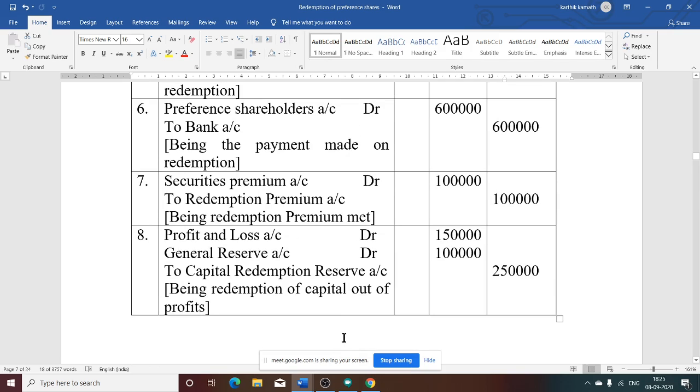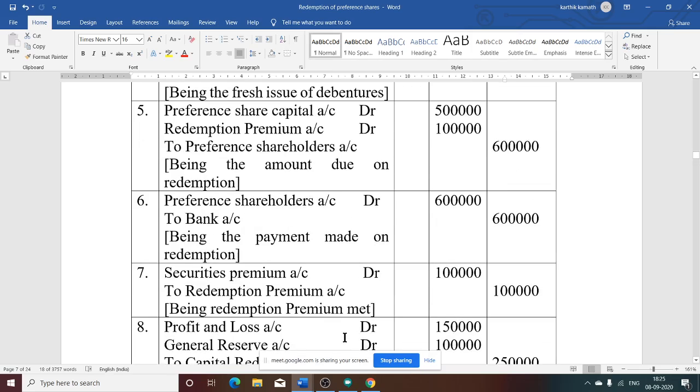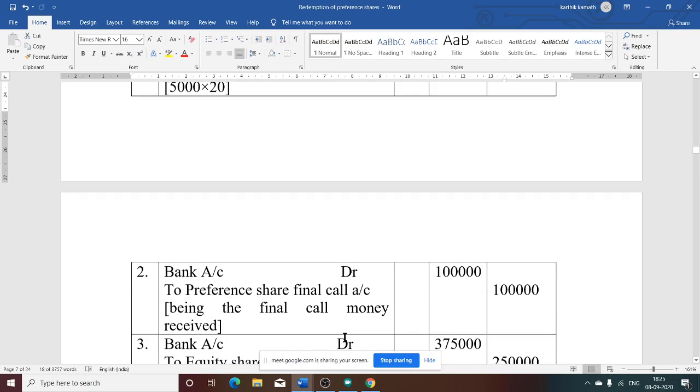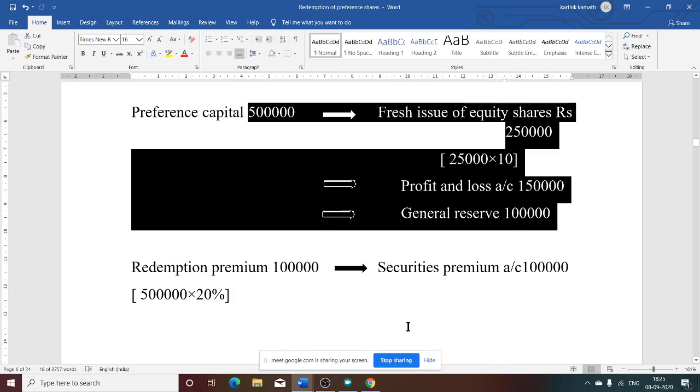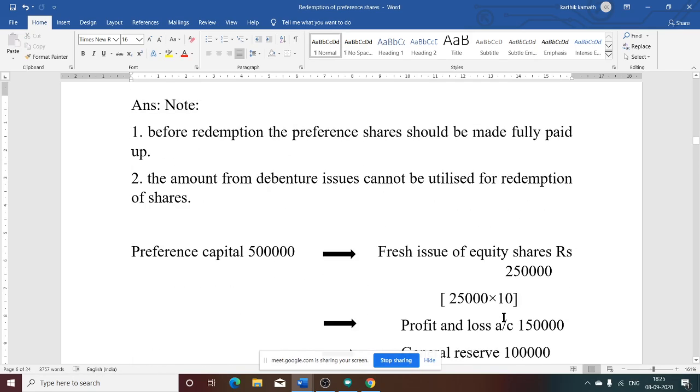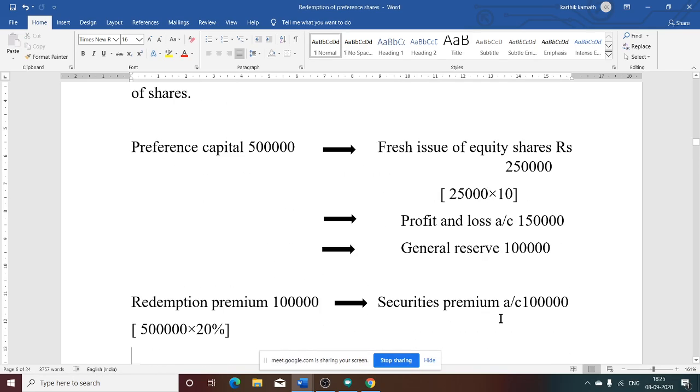So these are the journal entries you need to pass while solving this type of problem, and you need to do two types of working note, for capital and for redemption premium. So this is about problem number 2.